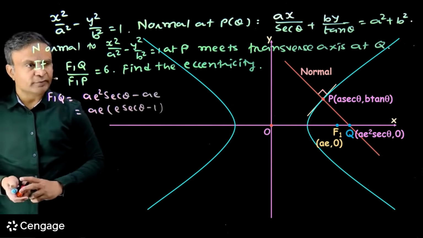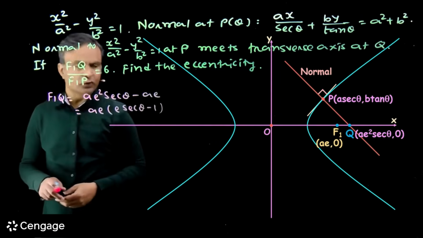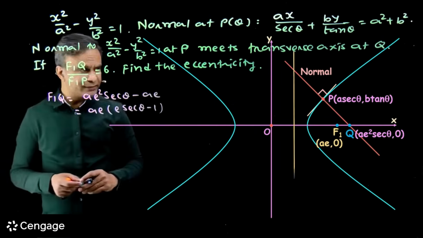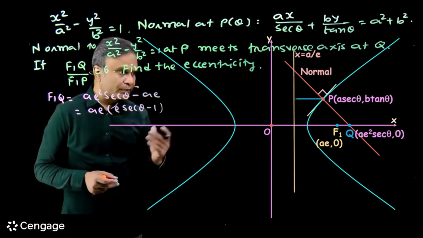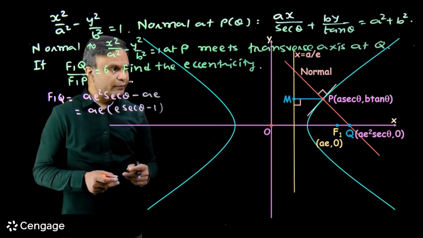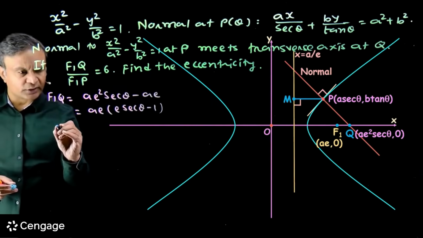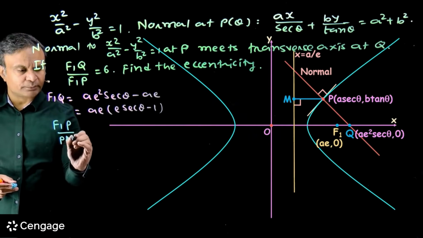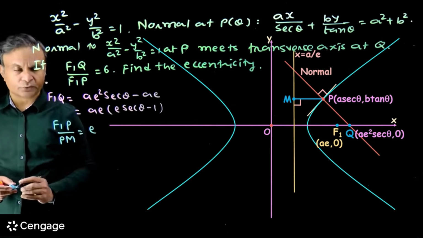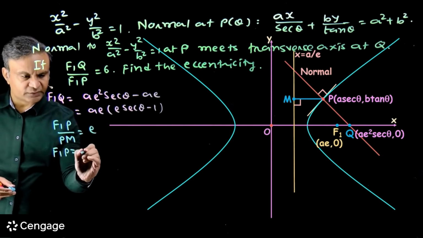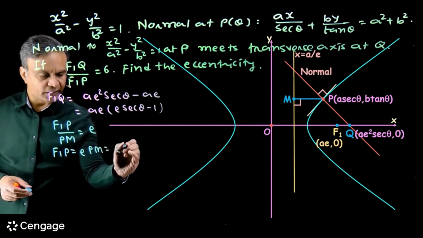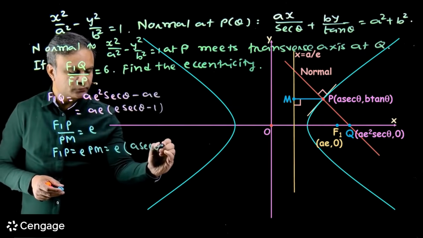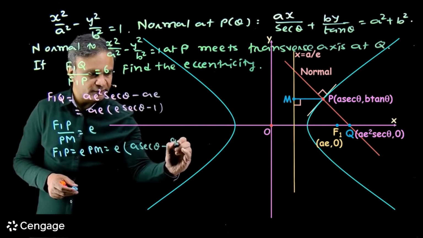Okay. Then what will be F1P? We can use distance formula or we can use the definition of hyperbola. Okay. We consider this directrix x is equal to a upon e. From point P we draw perpendicular to this directrix, meeting it at point M, then from definition of hyperbola we have F1P upon PM is equal to e. Okay, so we have F1P is equal to e multiplied by PM, and PM is a secant theta minus a upon e.